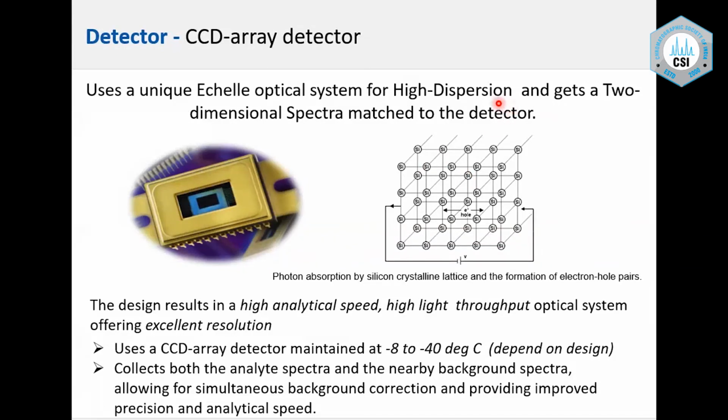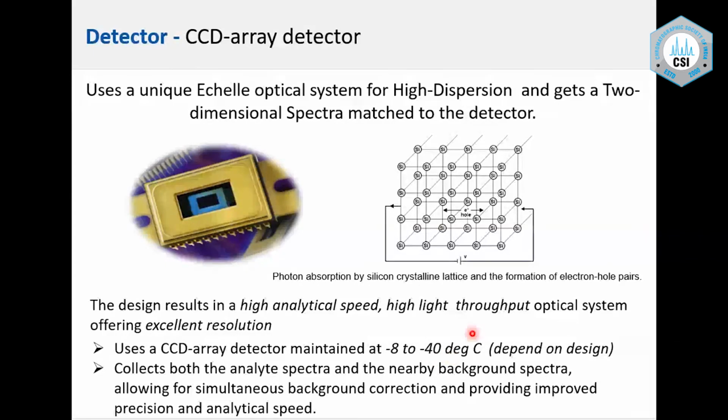The light falls on the highly sensitive semiconductor area of the detector, and the silicon bonds get broken according to the amount of light falling on the detector surface. According to the movement of holes and electrons, you get the intensity of light. The detector is normally cooled to a very low temperature, from -8 degrees centigrade to -45 degrees centigrade, to stabilize it.